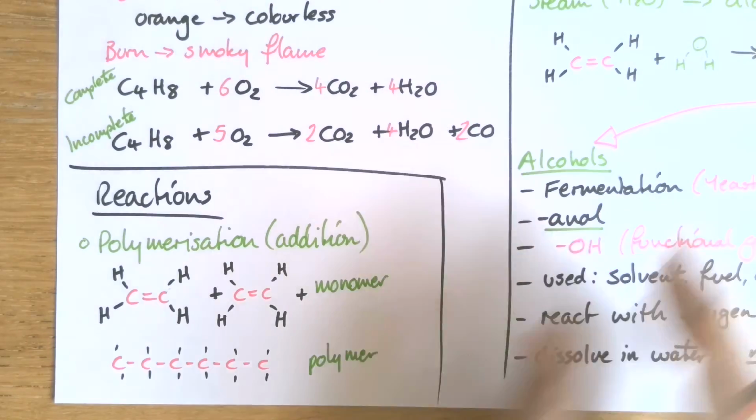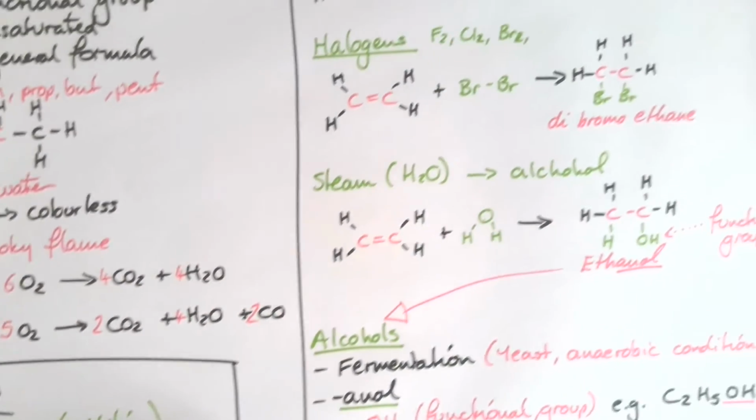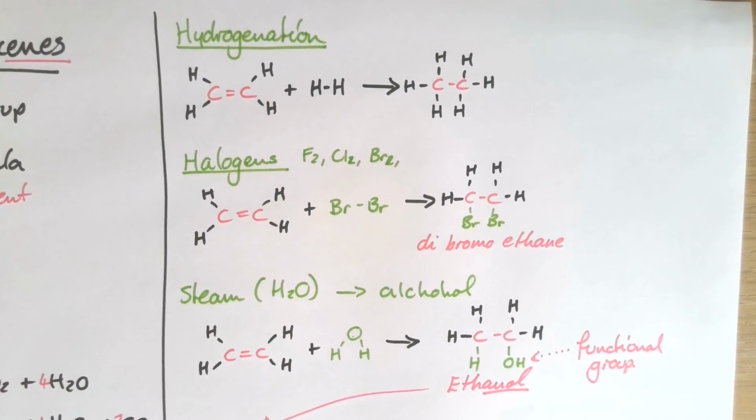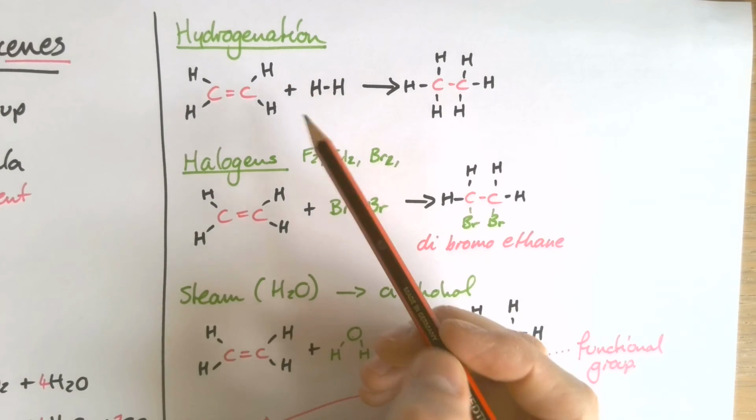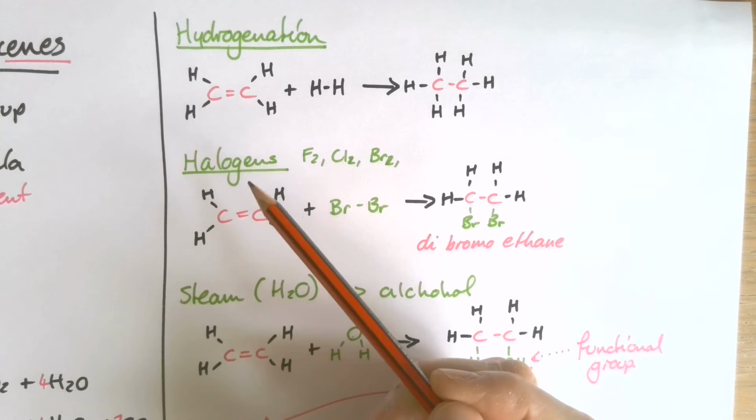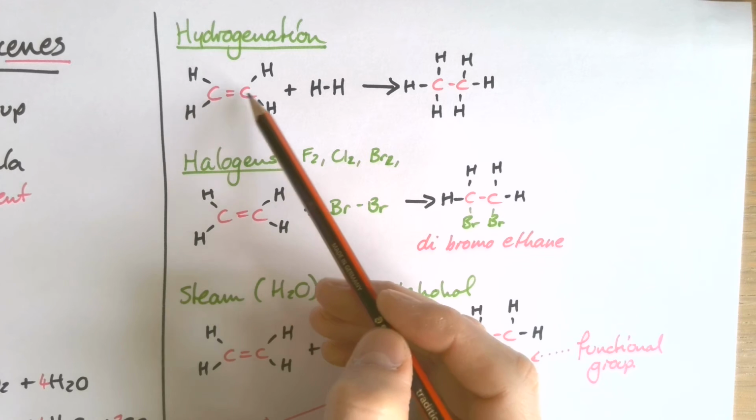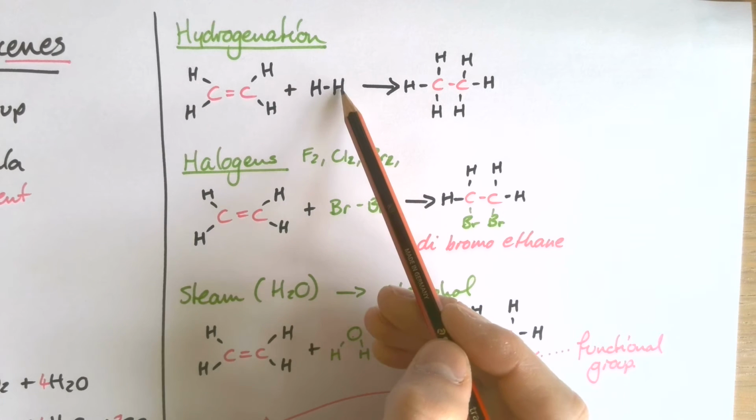We can also do some other clever stuff with the alkenes as well. So we can do something called hydrogenation. So hydrogenation simply means adding hydrogen to our molecule. And what happens there? The carbon-carbon double bond breaks. The hydrogen molecule can then react.